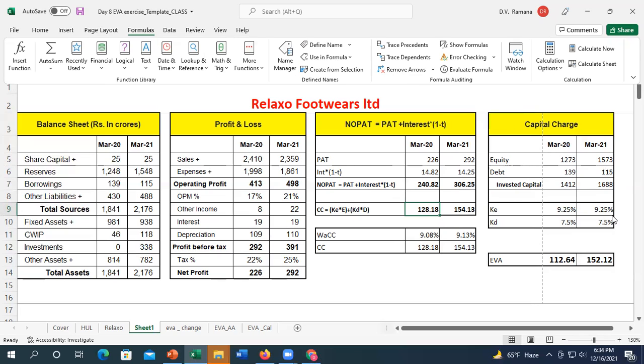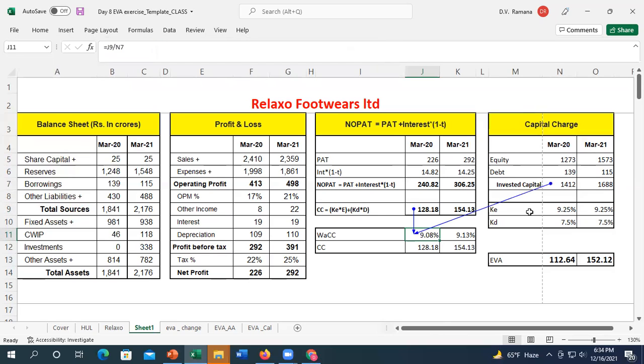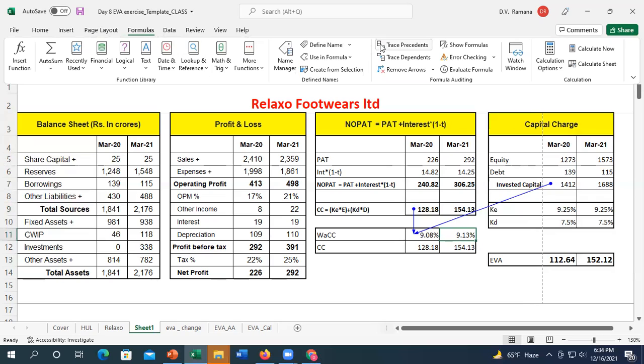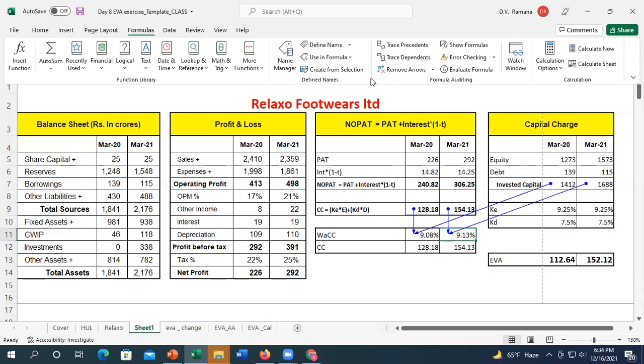We kept the cost of equity constant. We can also see that the weighted average cost of capital has gone up marginally from 9.08 to 9.13. So the weighted average cost of capital has increased marginally. And so now we have NOPAT, and we have invested capital and we have capital charge, 128 and 154 for the year ending March 20 and for the year ending 21st March.